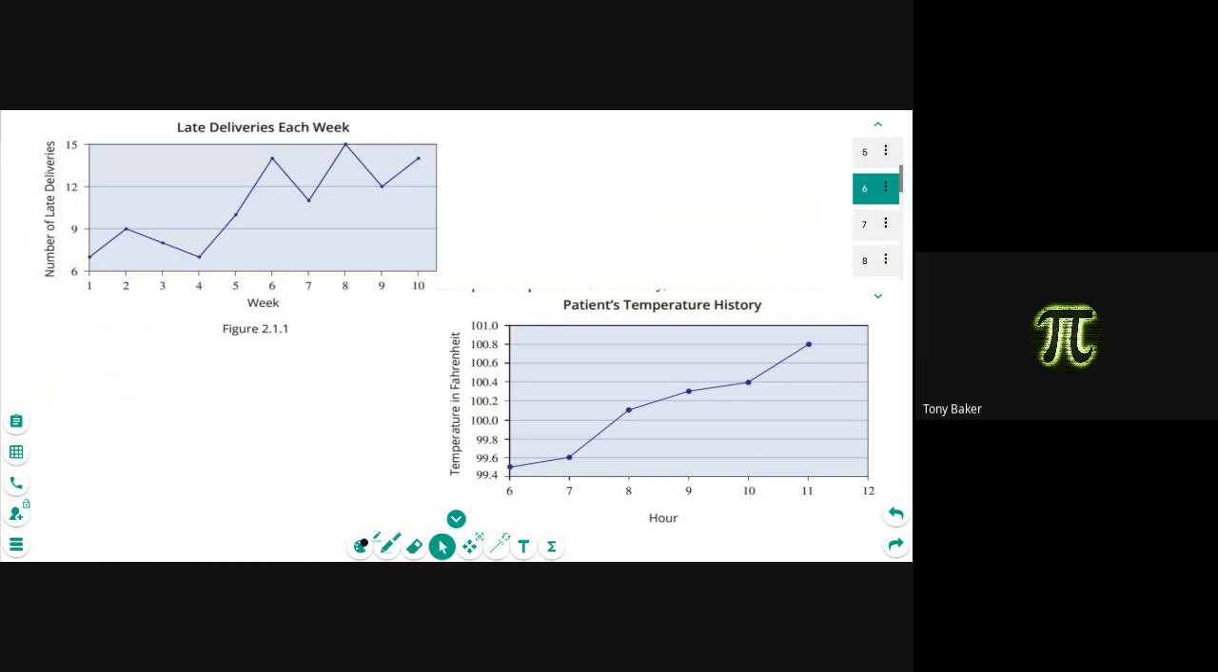So in week 1, there were 7 deliveries late. In week 2, there were 9 deliveries late. There's no information between week 1 and week 2 to say that there were 8 deliveries late. 8 has no meaning in this situation. So that line doesn't have meaning and shouldn't be there. It should just be the dots.